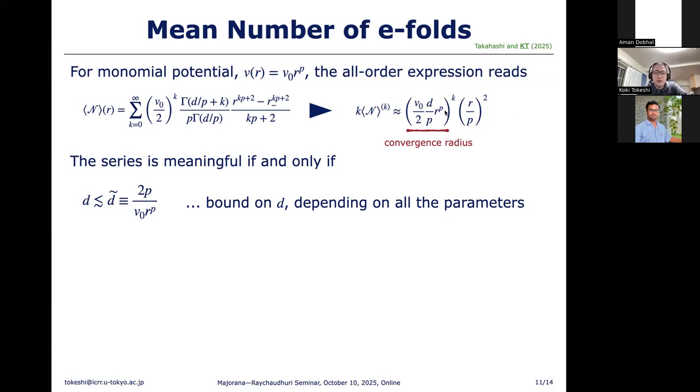And from the convergence condition using this convergence radius, you can find a purely theoretical bound on the number of fields D, like this. So this gives the upper bound on the number of fields: if the number of fields D is less than this upper bound, this perturbative expansion can be reliable and inflation successfully ends, while if the number of fields D is more than this bound, this perturbative expansion breaks down and inflation cannot successfully end. So you might wonder why this kind of upper bound or convergence radius exists.